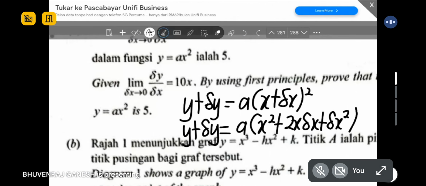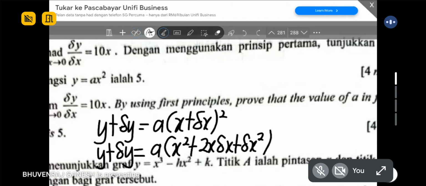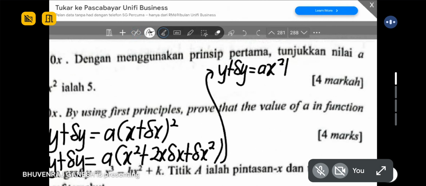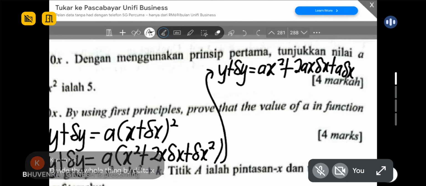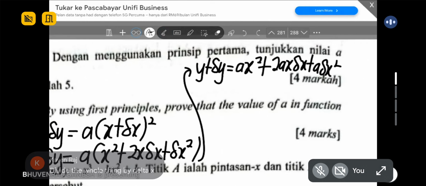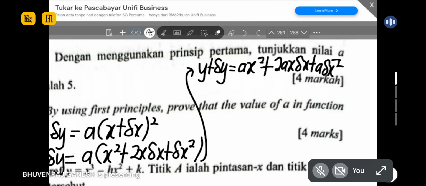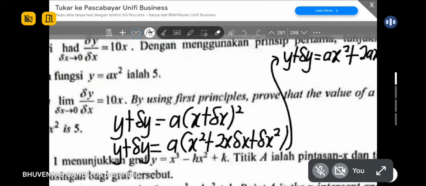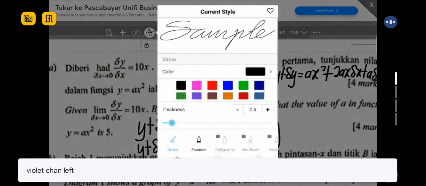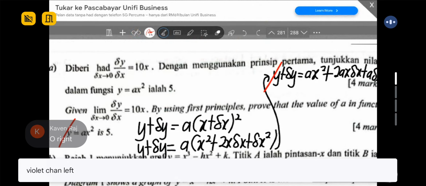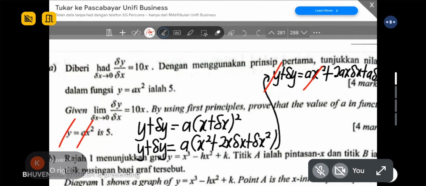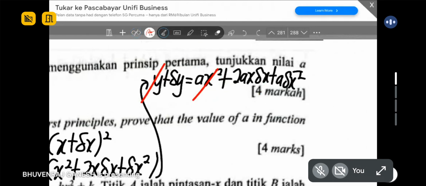Just expand. And then you get y plus delta y equal to ax square plus 2ax delta x plus a delta x square. Okay, I just expand only, guys. Don't worry. Before that, I must minus first, guys. So I take y minus y, ax square minus ax square. So cancel. Okay, this is the second equation.